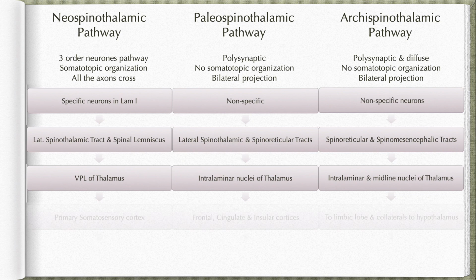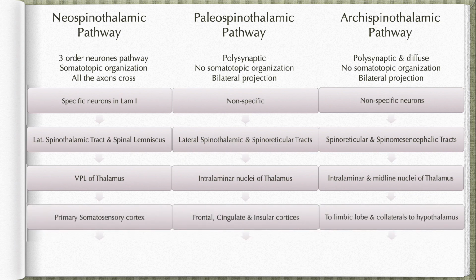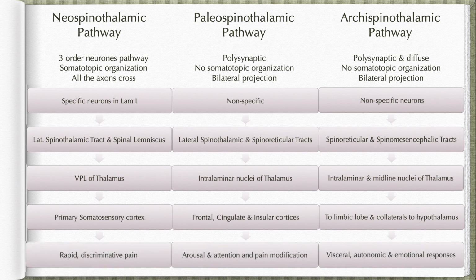The third-order neuron fibers will project to the primary somatosensory cortex in case of the neospinothalamic pathway, to frontal, cingulate and insular cortex in case of the paleospinothalamic pathway, and to the limbic lobe, also sending collaterals to the hypothalamus, in case of the archispinothalamic pathway. Neospinothalamic pathway is involved with rapid discriminative pain, whereas paleospinothalamic pathway is involved with arousal and attention associated with pain, as well as pain modification or modulation.